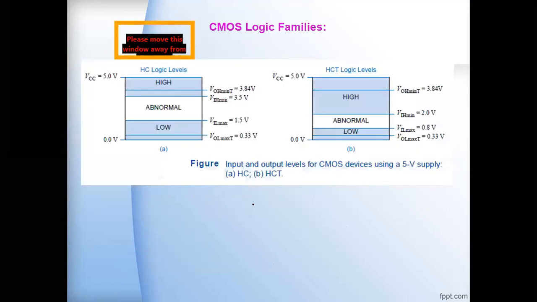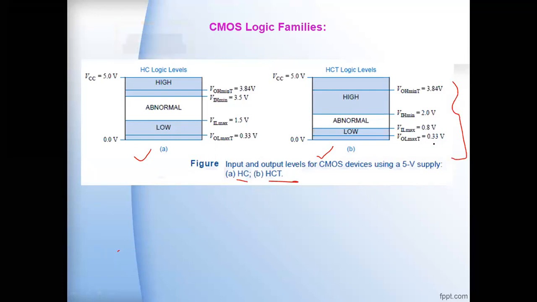You can understand the HC and VHC also here. The HC is compatible with the CMOS devices. HCT is compatible with the TTL. You can see the voltage levels are identical with the TTL logic families for HCT. But the HC has the logical values of the CMOS. Okay, these are the voltage logic levels for HC and HCT, TTL compatible.